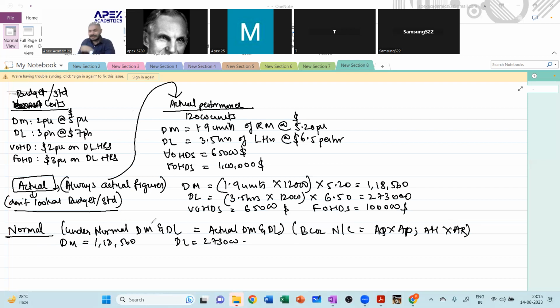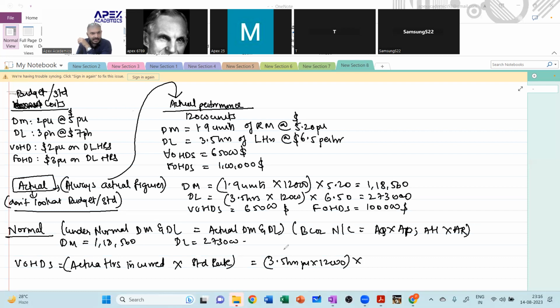Now, let's take into consideration what the variable overheads are going to be. The variable overheads are going to be actual hours incurred multiplied by the standard rate. So what are the actual hours that you have incurred? 3.5 hours per unit for 12,000 units at the standard variable rate of 2. So this comes to 3.5 multiplied by 12,000 multiplied by 2, which comes to 84,000.